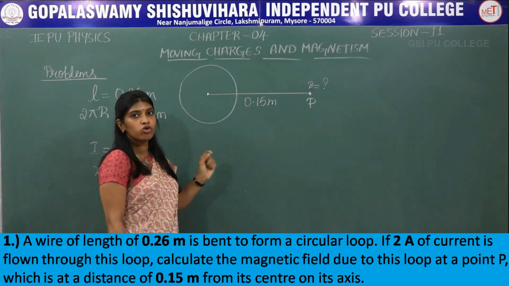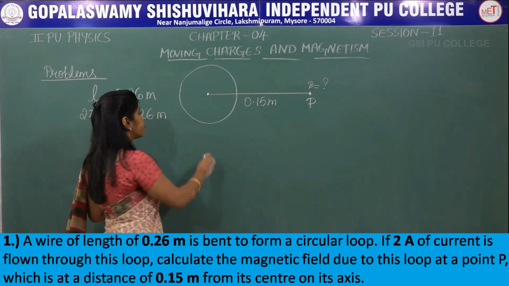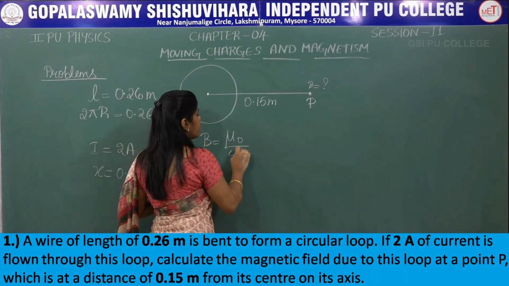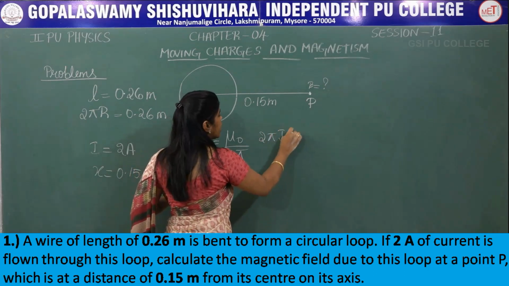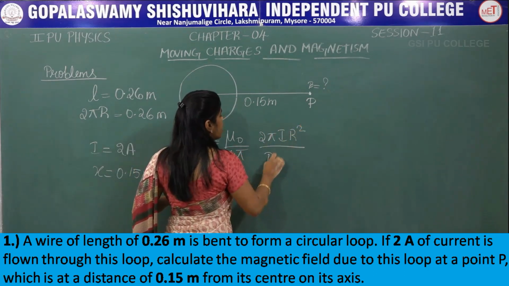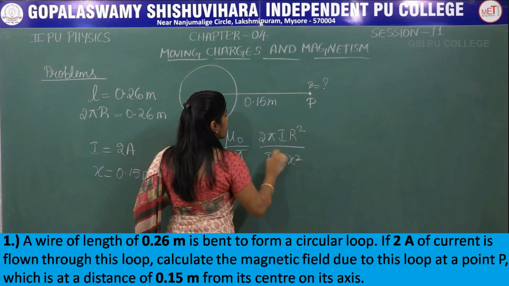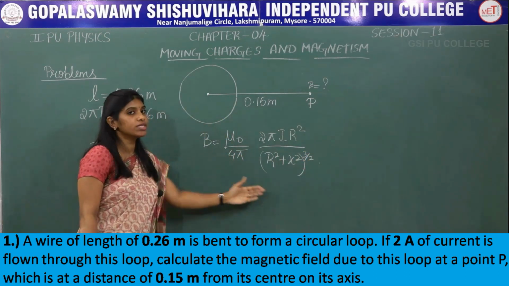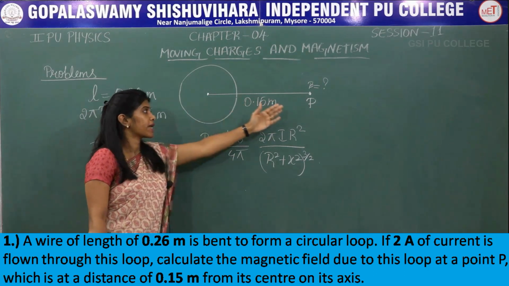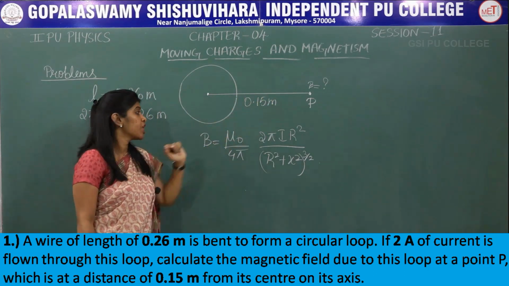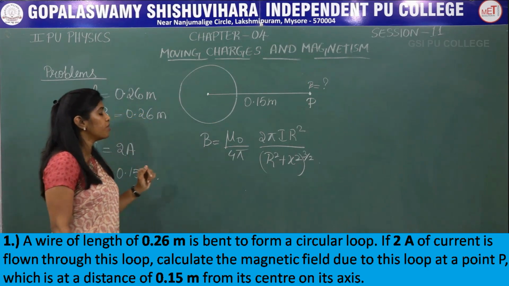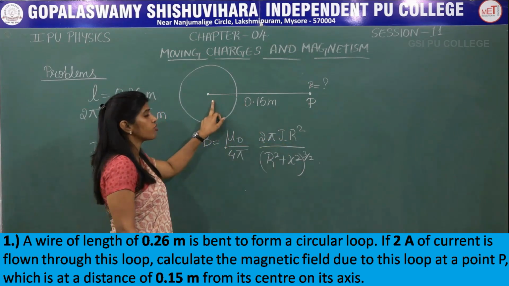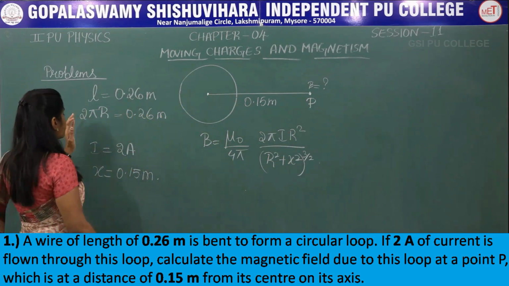So we know from Biot-Savart's law, we have already derived a formula where B is equal to mu naught by 4 pi into 2 pi I r square by r square plus x square whole power 3 by 2. Now let us use this formula and find out the magnetic field at the point P. To use this formula, I need to know what is r. R is the radius of this circular loop, but I don't know what is r.